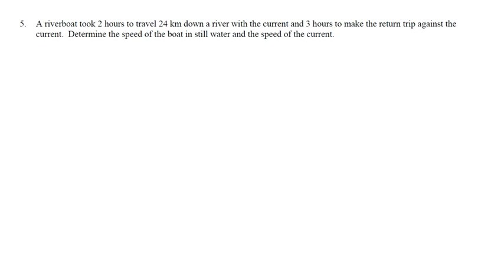A riverboat took 2 hours. You already did one like this, right? You've done ones like this. Haven't you? Have you? Yeah. Okay. Riverboat took 2 hours to travel 24 kilometers down a river with a current and 3 hours to make the return trip against the current. Determine the speed of the boat in still water and the speed of the current.